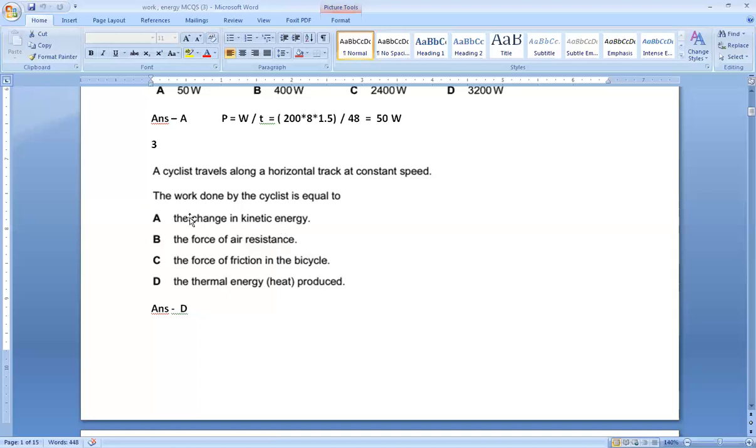So the first option was the change in kinetic energy. Because there is no change in speed, there is no change in kinetic energy. Work done is equal to force of friction, it cannot be equal to force. D, the thermal energy, heat produced. Why is heat being produced? Because there is no change in speed or height. So it means all the work done is going into heat. So option is D.